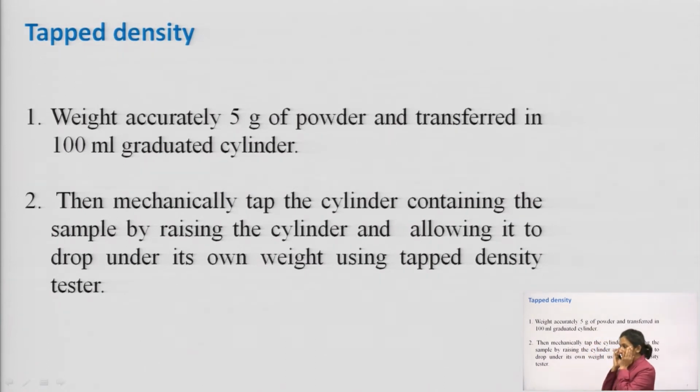Now, second one is the tap density. Tapped density is just like your bulk density. What is the difference between tapped and bulk? Just you have to tap that powder volume for at least 500 times. Rest procedure will be same as per the bulk density. So, bulk density is also known as the poured density.